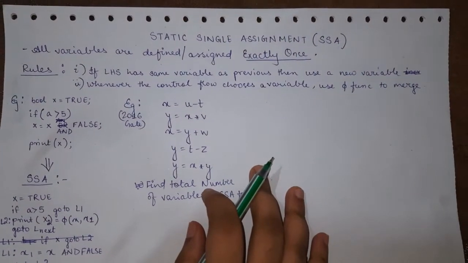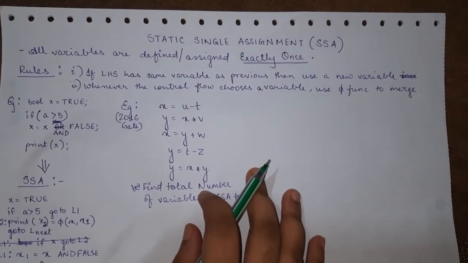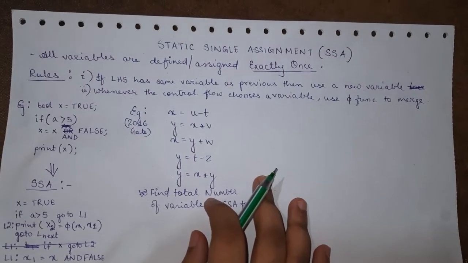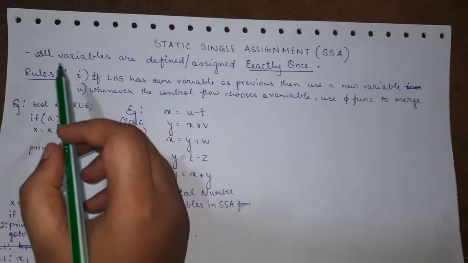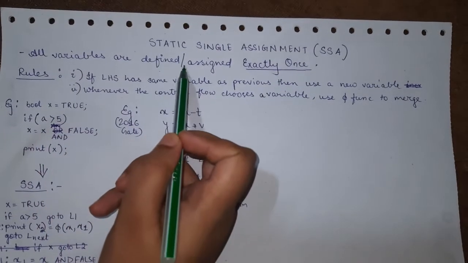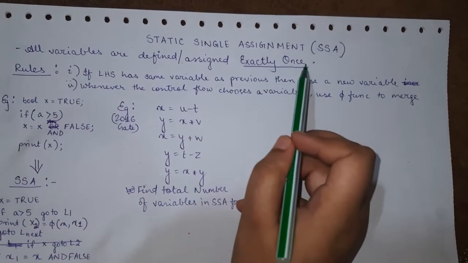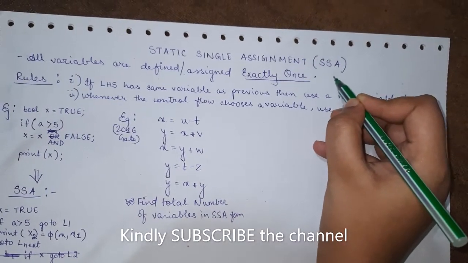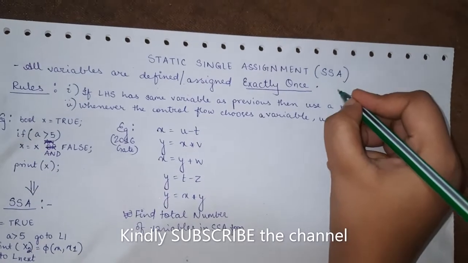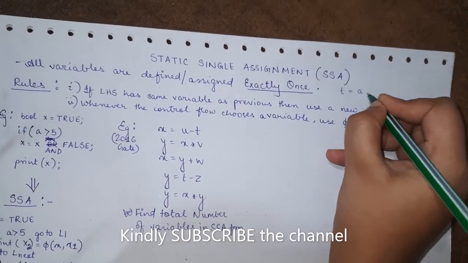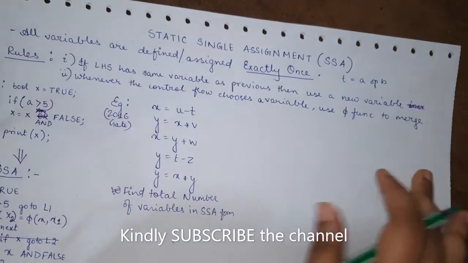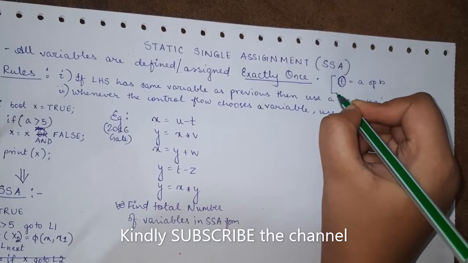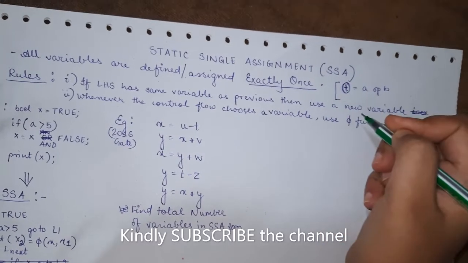In this video, we shall see static single assignment or SSA form of 3 address code in compiler design. So what is SSA? In this form, all the variables are defined or assigned exactly once. Means in the 3 address code, whenever we write equations like t equals a operand b, here this t in the whole set of equations must occur exactly once.